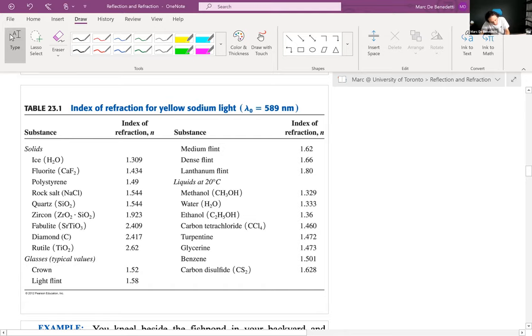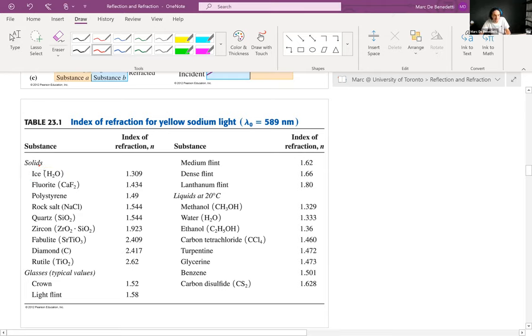So let's look at some examples of n values of relatively common things. Ice, solid H2O, has an index of refraction of 1.31. Now liquid water has 1.33. Liquids, there's water, right there. So ice actually has a slightly lower index of refraction, which means light travels a little bit faster in ice than it does in water. Polystyrene is a type of plastic. It's 1.5, or 1.49, so that's pretty slow. It could get slower, I suppose.